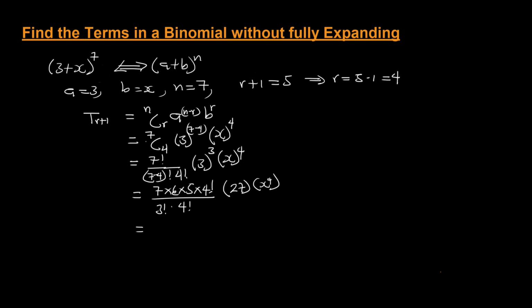This then evaluates to: 4 factorial cancels 4 factorial here, and 3 factorial is equal to 6. So here, what we have is 945 x to the power 4. So the fifth term in the expansion of 3 plus x raised to the power 7 is 945 x to the power 4. When asked the coefficient of the fifth term, then 945 is the coefficient of the fifth term.